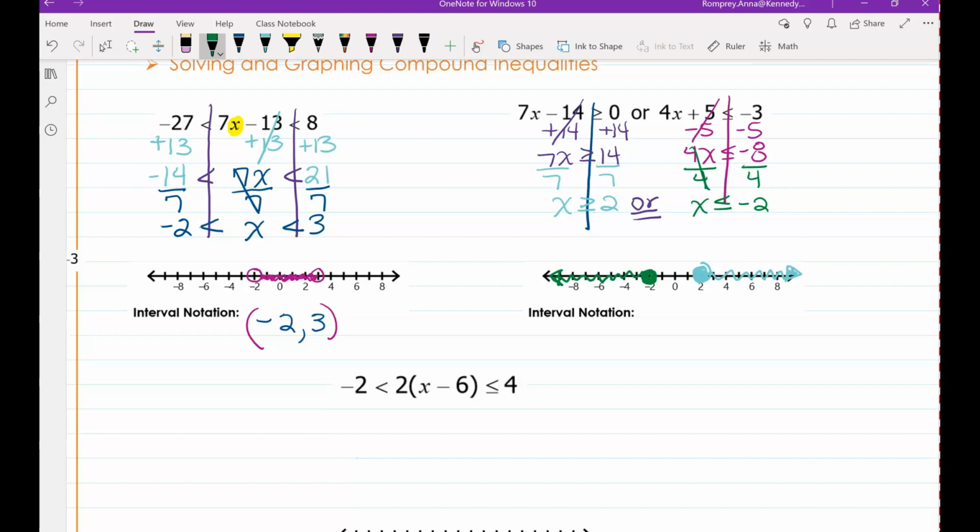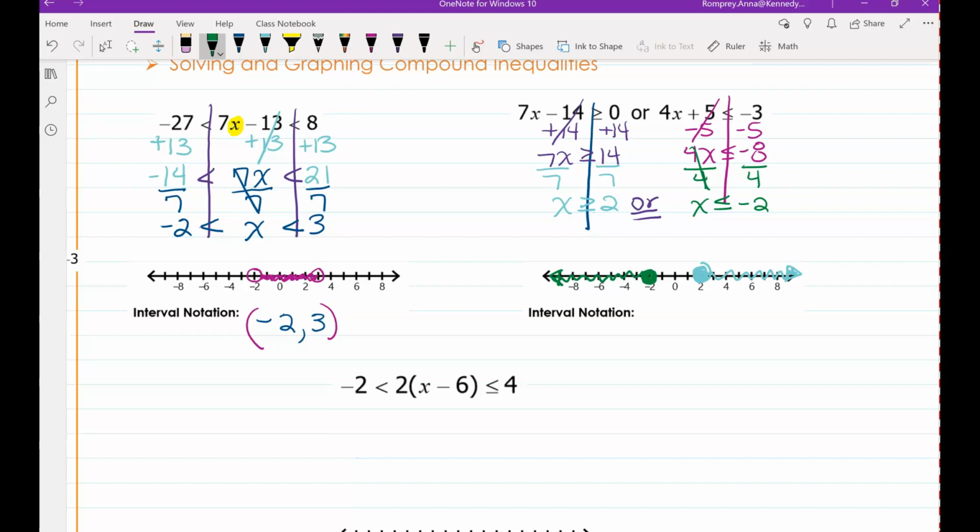So notice the difference between the two solution sets of these inequalities. Who's bigger? This solution set only goes from negative 2 to 3, but this solution set, because it's an or, I only have to find a solution that satisfies one of the inequalities or the other. So I have a lot more to choose from because I only have to satisfy one of them.